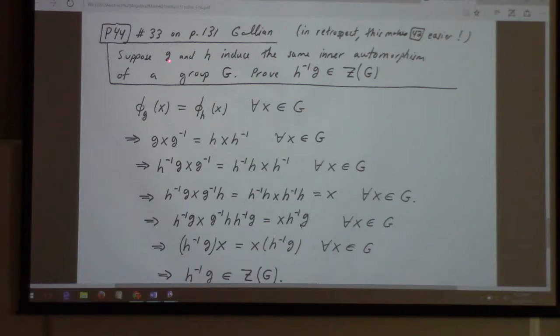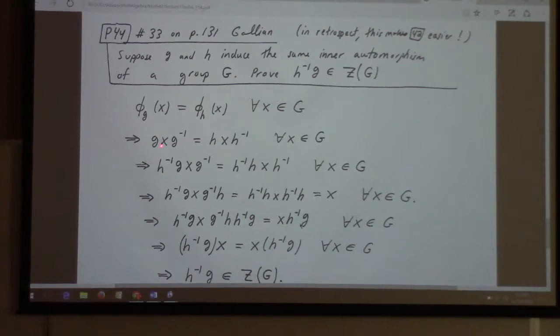Prove that if G and H induce the same inner automorphism, then H inverse times G is an element of the center. So if they induce the same inner automorphism, they're both equal for all x, which means this. Multiplication. This is way, way too complicated, guys. Don't waste your time thinking about this.